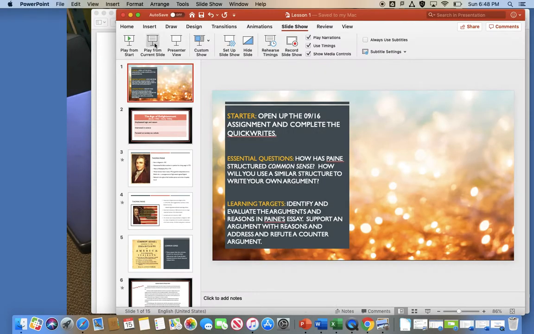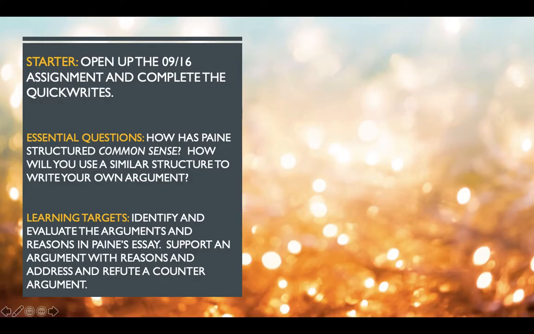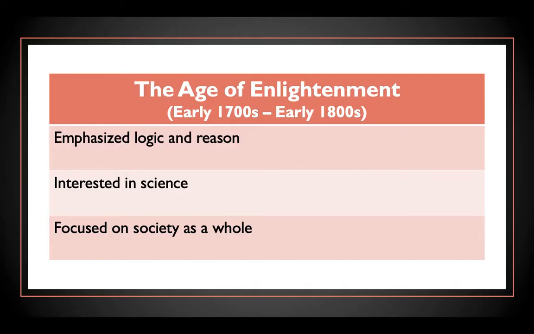When you're done with that, the essential questions for the lesson are: how has Paine structured Common Sense, and how will you use a similar structure to write your own argument? The learning targets are to identify and evaluate the arguments and reasons in Paine's essay, and to support an argument with reasons and address and refute a counter-argument.